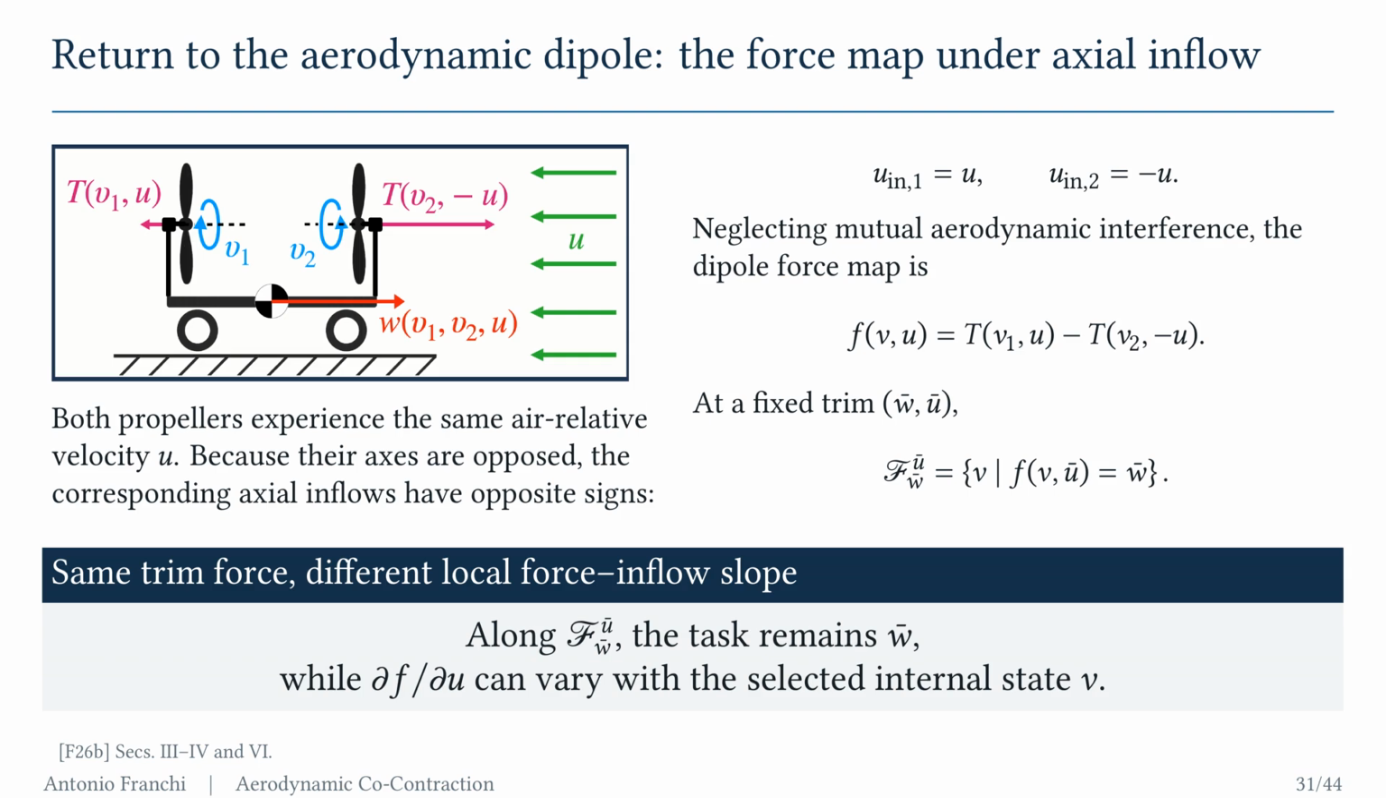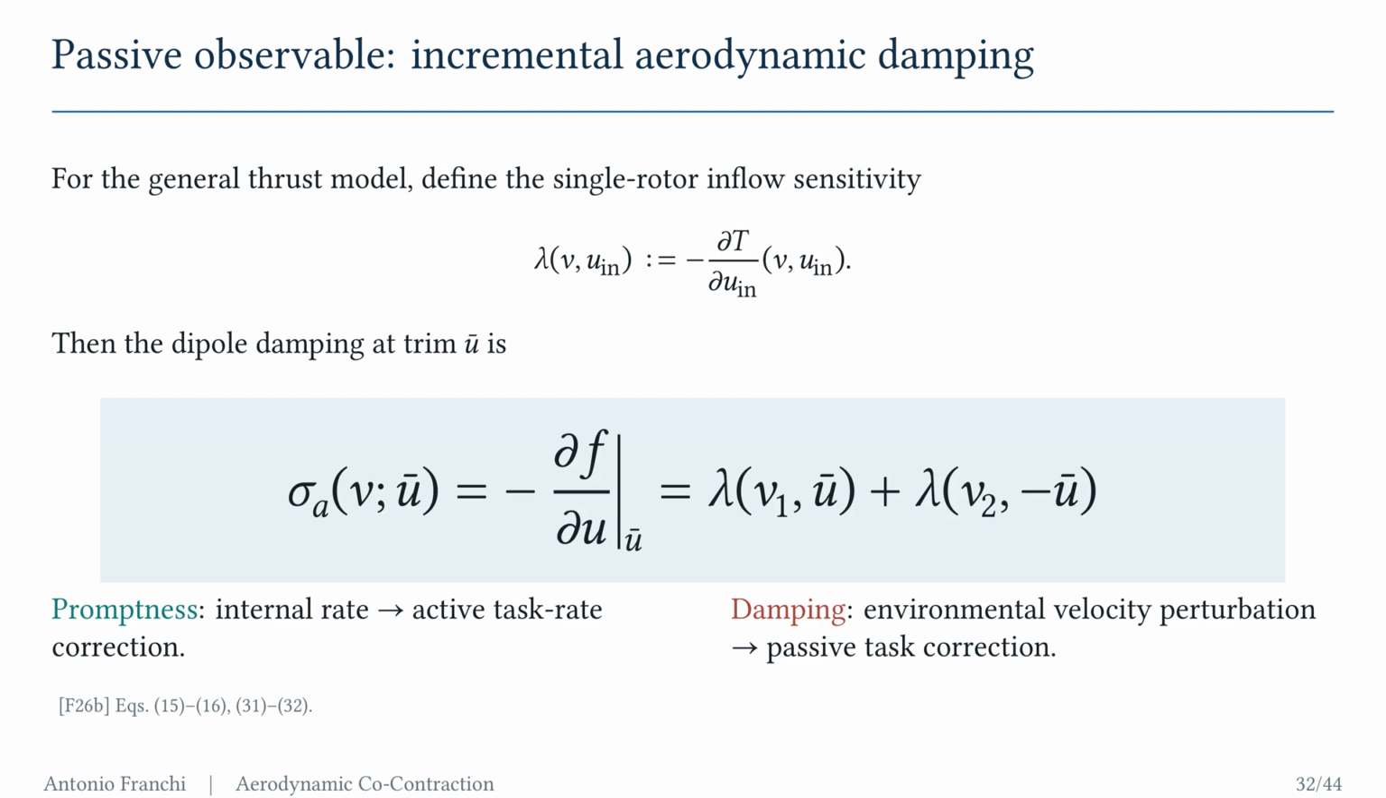Both propellers experience the same module-level air relative velocity u. Because their axes are opposed, the corresponding signed axial inflows are u and minus u. Neglecting mutual aerodynamic interference, the dipole task is T of v1 and u minus T of v2 and minus u. Fixing the trim pair w bar and u bar defines the fiber displayed here. Along this fiber, the trim task remains fixed, but the derivative of the task with respect to inflow can vary with the internal state. This derivative defines the passive observable.